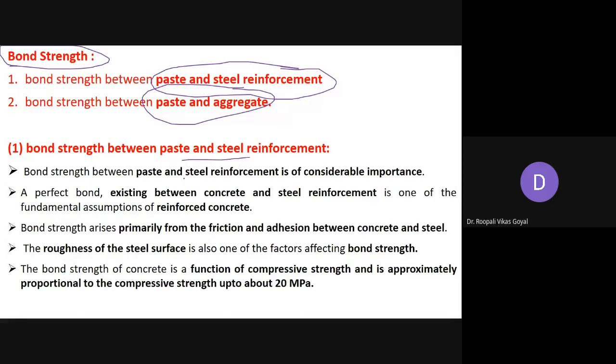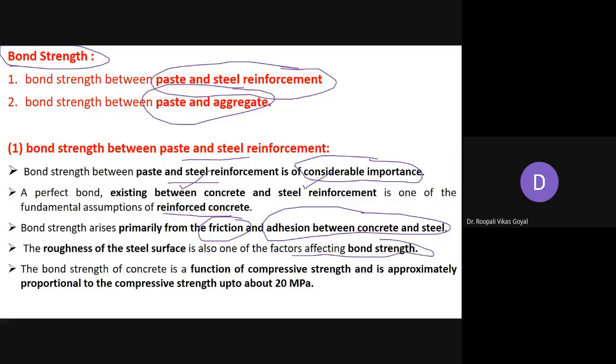This bond strength between paste and steel reinforcement is very important. In our RCC design, the fundamental assumption is that a perfect bond exists between concrete and steel reinforcement. Okay, so where does bond strength come from? It arises primarily from friction and adhesion between concrete and steel. Friction and adhesion are the two factors responsible for the bond strength. And the roughness of the steel surface is also one of the factors affecting the bond strength.